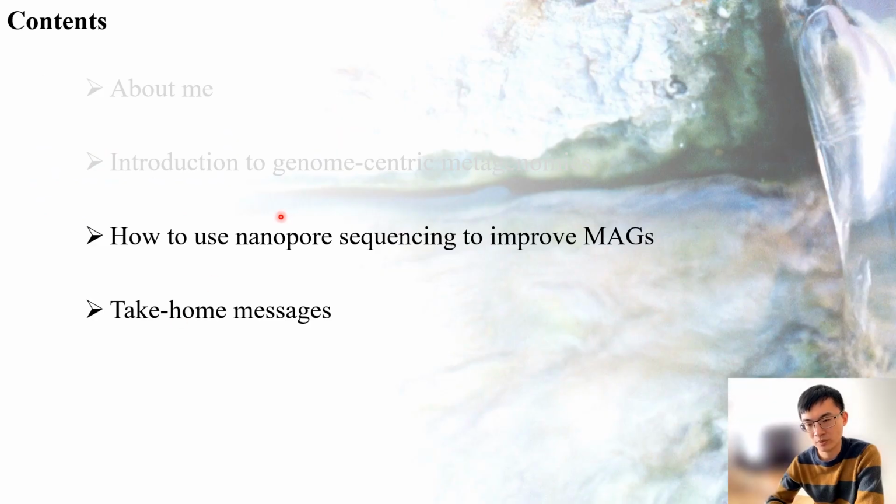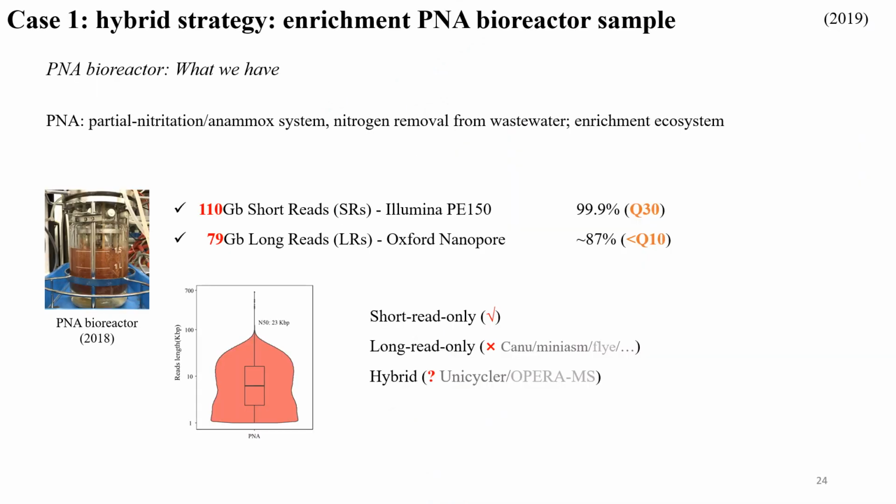So the question becomes how we can apply nanopore sequencing in the study to decipher the microbial community. Our first try is the genome reconstruction from the PNA bioreactor and enrichment system. This system is used for nitrogen removal from wastewater. We deeply sequenced the PNA sample in 2018, including more than 110 gigabase Illumina short reads and nearly 80 gigabase nanopore long reads.